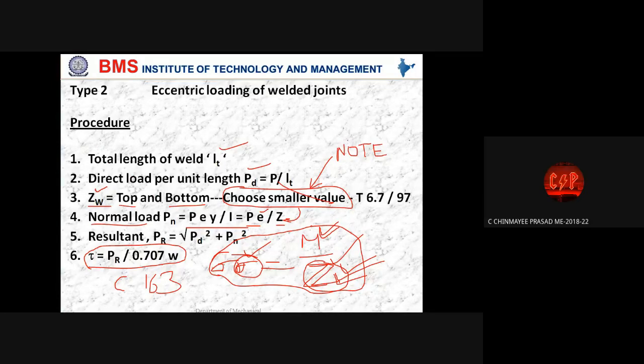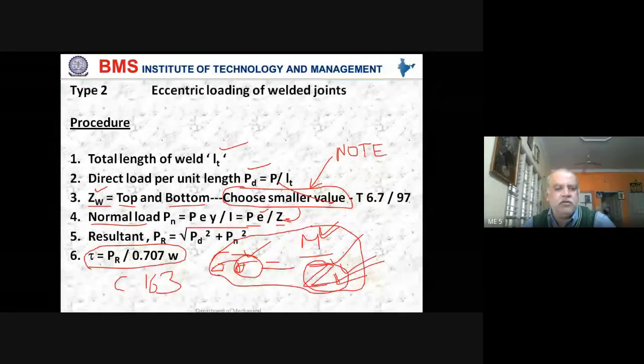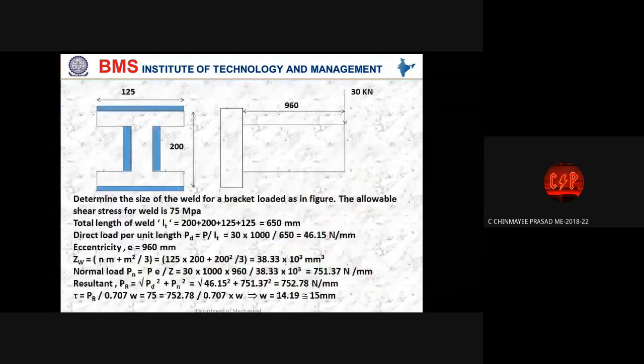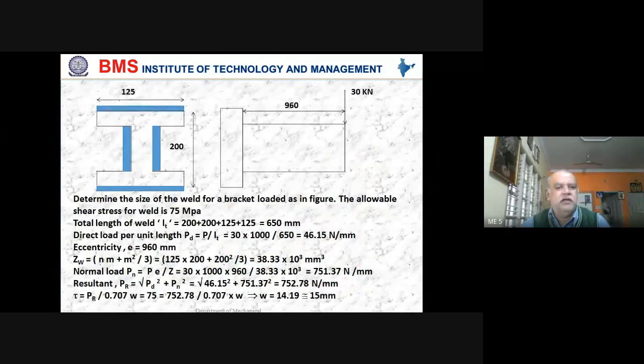How is this kind of weld different from what we were doing till now? We'll go to the next problem, then you'll understand it. Can you see the difference between that welding and this welding? This is attached with multiple welding zones, right? So here is the problem.